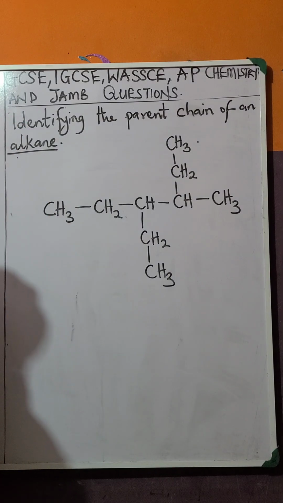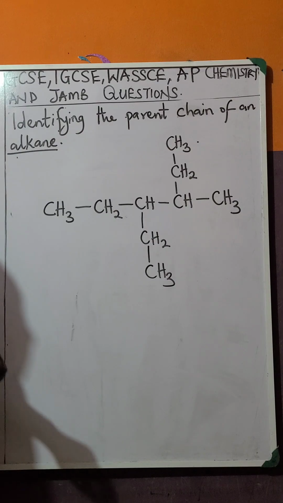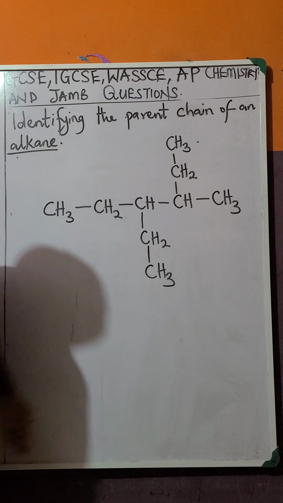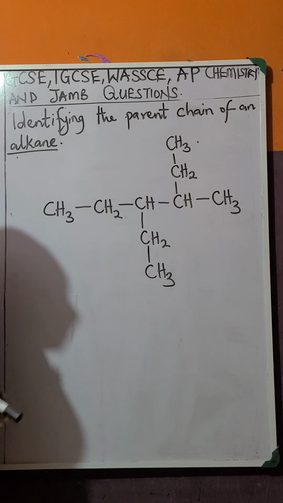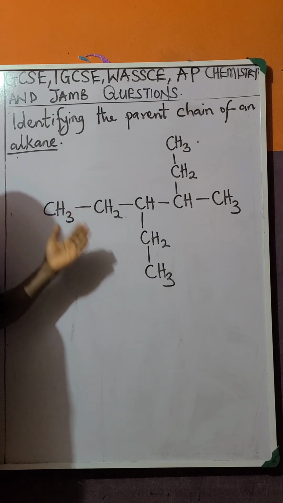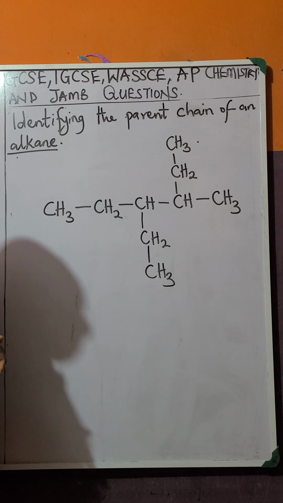So, identifying the parent chain of an alkane. Here on the board, we have a compound. The first thing you do is look at your compound very well to check the functional group that is there. The functional group will help you know the homologous series before any other thing. Looking at this compound, it is filled up with single covalent bonds, which simply implies it is an alkane, a saturated hydrocarbon. Because it is an alkane, let's get the longest chain.